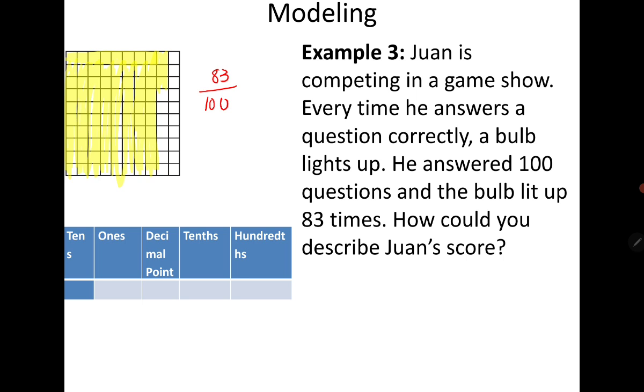Okay, as a decimal amount, we don't have a whole, so we're going to put a 0 in the ones place, then our decimal point. We have 8 full columns, so that's going to be 8 in the tenths place, and then a 3 in the hundredths place, the 3 extra parts. So we would read that as a decimal as 0 and 83 hundredths.